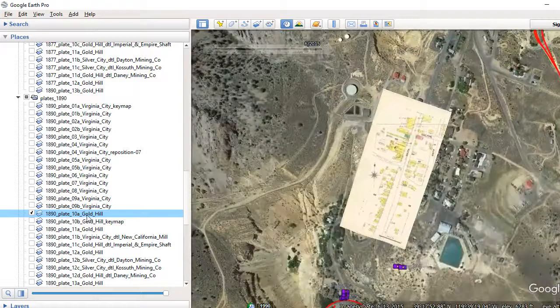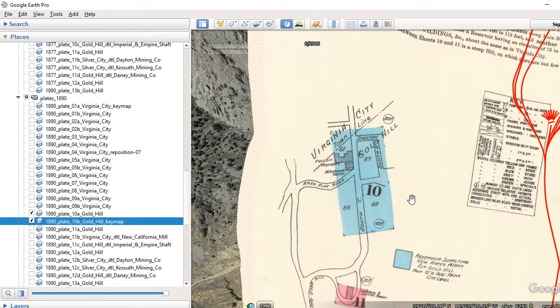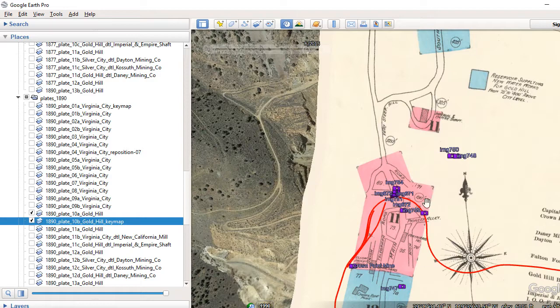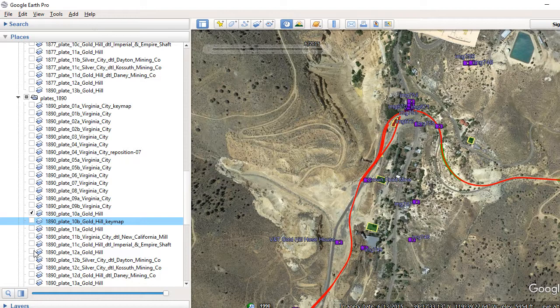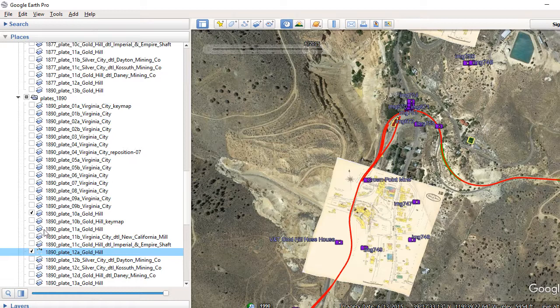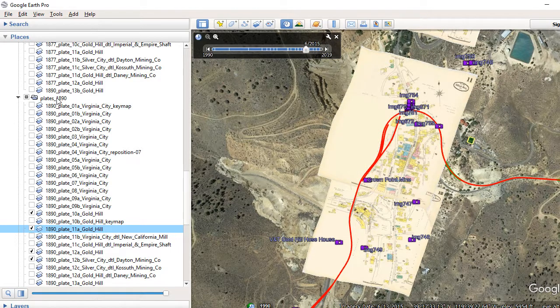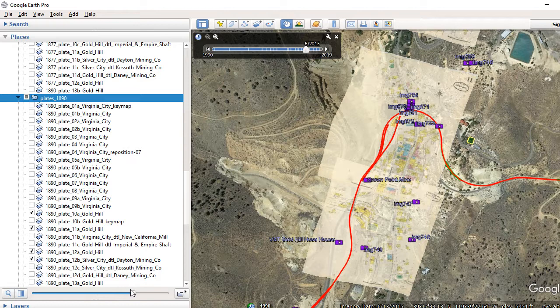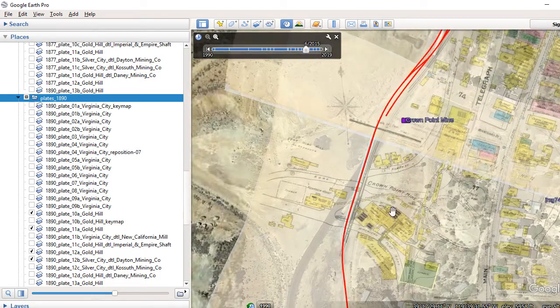Oh, wrong one. Here's how you do this. Turn on the key map, and it looks like we want pages 11 and 12. So we want plate 12, and plate 11. Okay, and then these need a little fade so we can see what's going on. So there's the Crown Point.